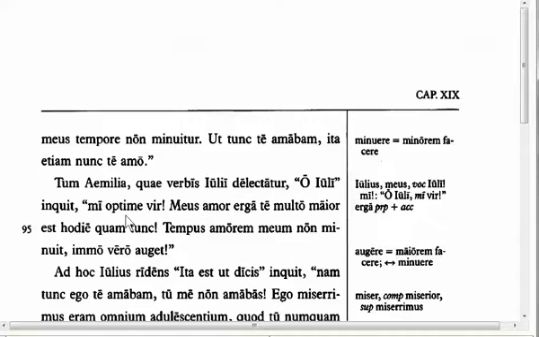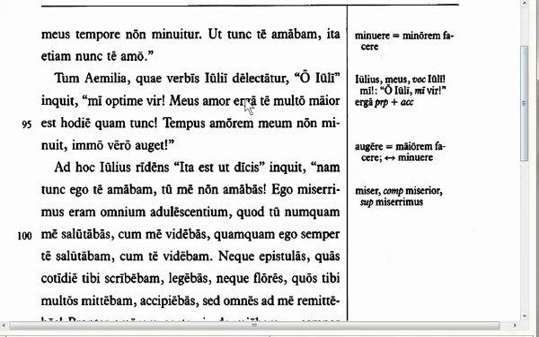The next feature I want to point out is in line 98, and that is where we have nam tum ego te amabam, tu me non amabas. For then I used to love you, or I was loving you, you weren't loving me. This is a brand new tense, amabam. Okay, we see ba. This is an indicator of the imperfect tense.